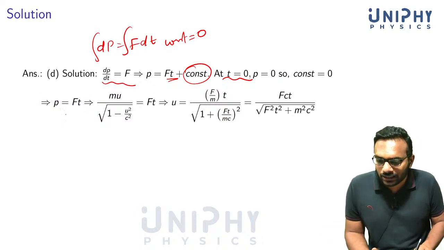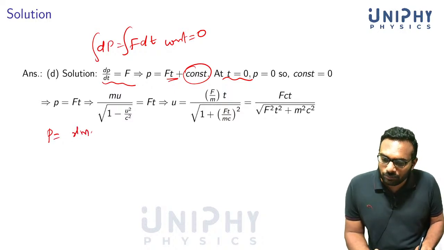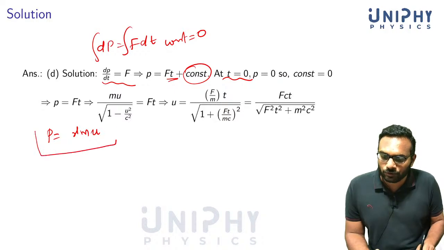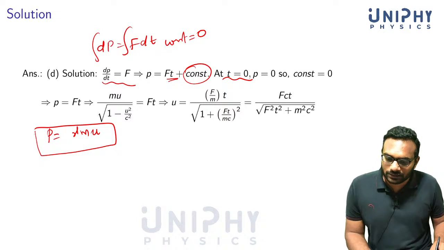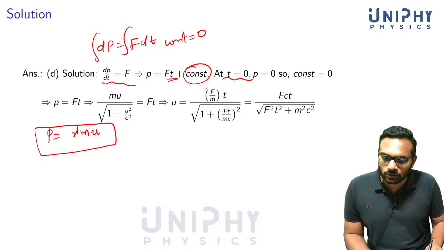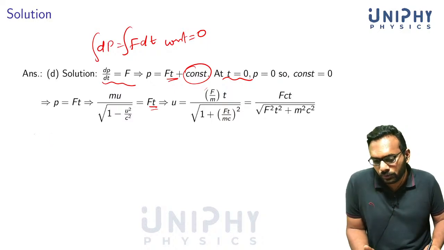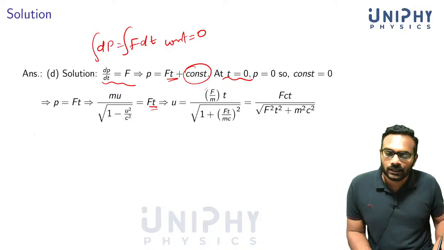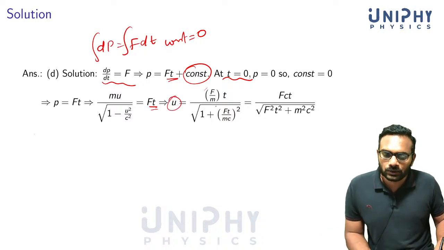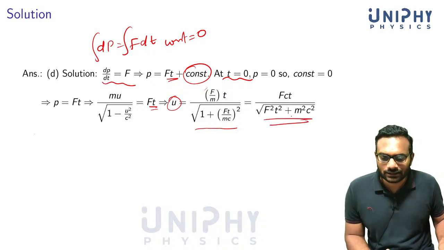Now, we know that p is equal to gamma mv or gamma mu for a relativistic particle. So, that is mu by square root of 1 minus u squared by c squared, that is equal to Ft. Now, you just solve for u, it is not very difficult, you just square and rearrange things, and finally isolate u. You will get u is equal to (F/m)t divided by square root of 1 plus (Ft/mc) whole squared. So, this is the answer, this is how you do that.